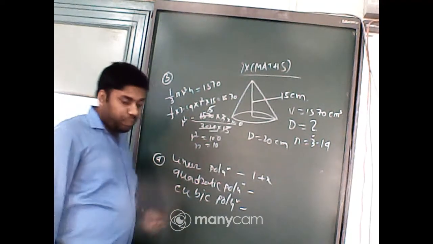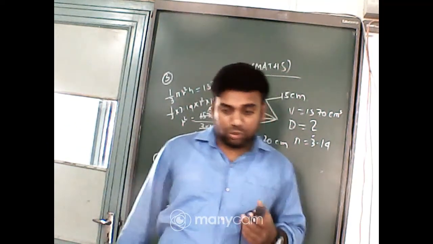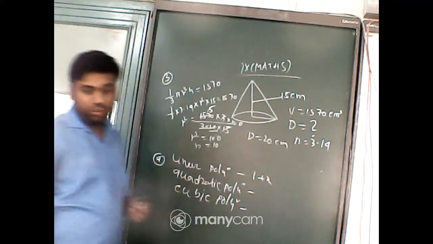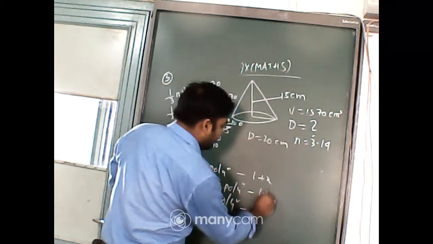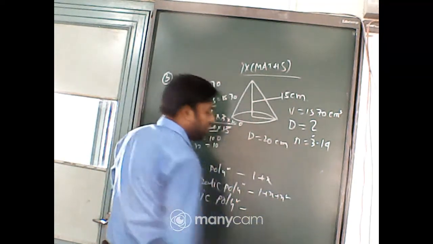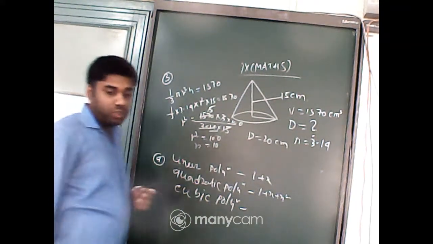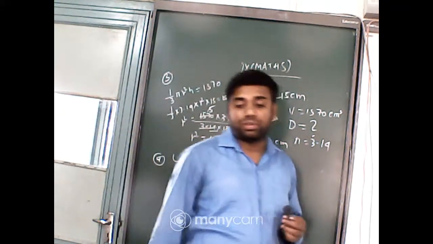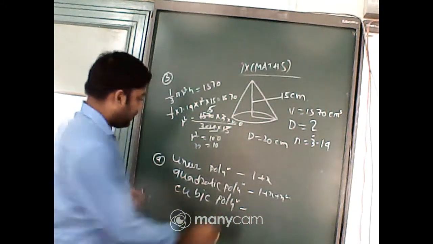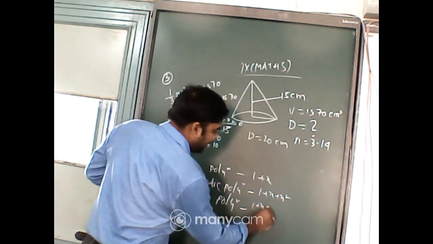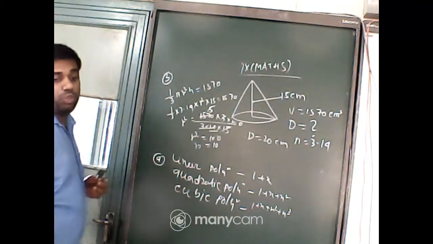Now, quadratic polynomial. In case of a quadratic polynomial, what is the highest power? 2. Very good. So you can say it is 1 plus x square. So it is the quadratic polynomial. And the last one, cubic polynomial. What is the highest power in case of a cubic polynomial? 3. So in case of a cubic polynomial, you can say, sir, 1 plus x square plus x cube. It is the cubic polynomial. So these 3 are the examples.